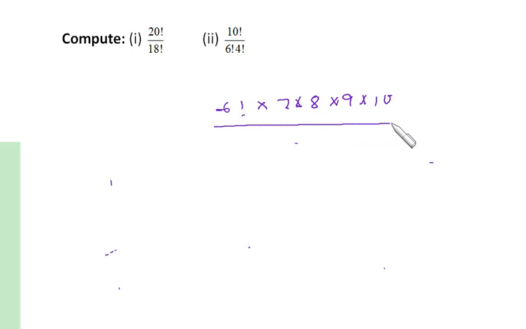Similarly, I calculate 10 factorial by 6 factorial into 4 factorial over here. 10 factorial, it's what? From 1 to 10 the product. So I can write it as 6 factorial into 7 into 8 into 9 into 10, right? Divided by 6 factorial into 4 factorial, which is 4 into 3 into 2 into 1, right? So 6 factorial is getting cancelled. Then 4 twos are 8 and 3 threes are 9. So 7 threes are 21 into 10, that is 210, right? So it's quite simple.